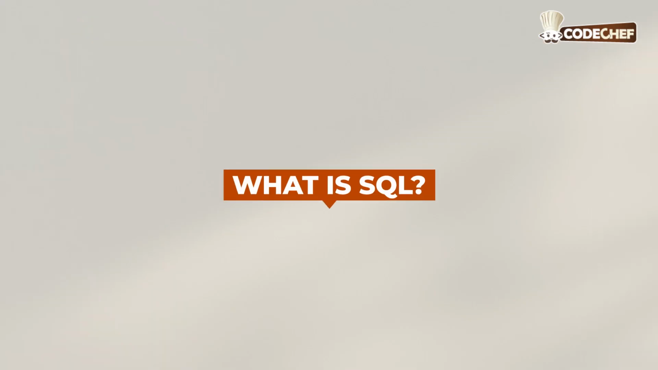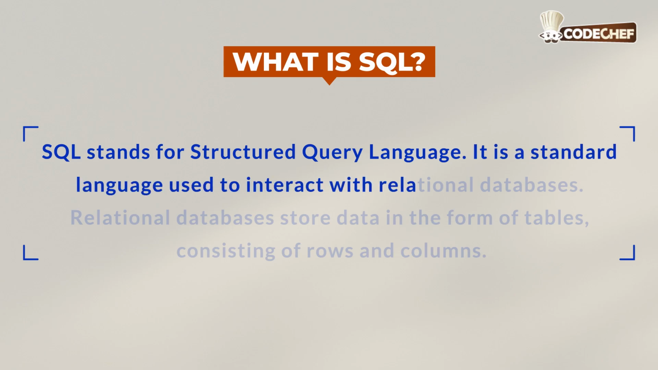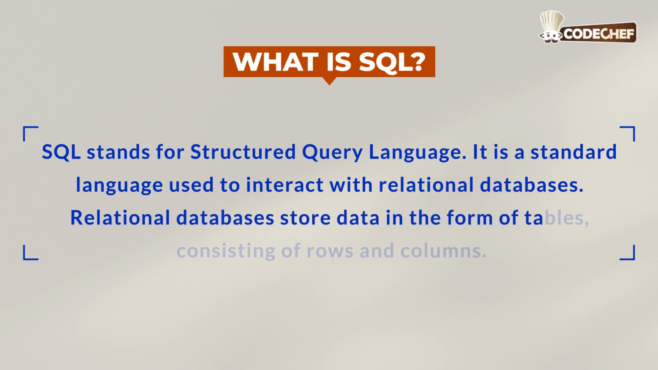What is SQL? SQL stands for Structured Query Language. It is a standard language used to interact with relational databases. Relational databases store data in the form of tables consisting of rows and columns. So basically, SQL is a language that we use to make changes to or create relational databases. In relational databases, we can store data in form of tables. And we know that when we are creating tables, it is basically a combination of rows and columns.